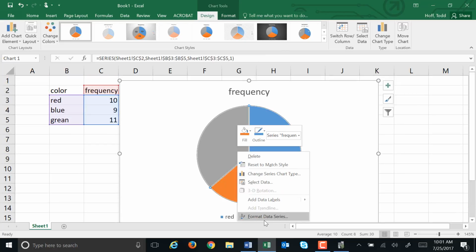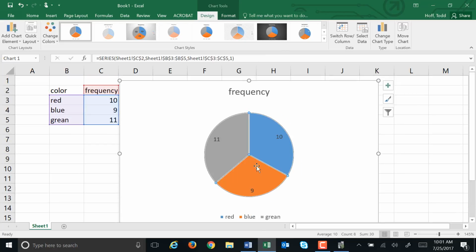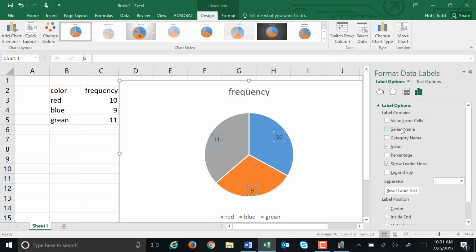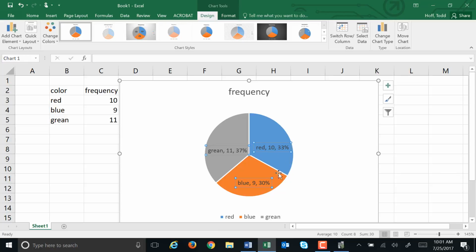You can click on it, add data labels, puts the numbers in there, format data labels. You can put the series name, category name, all sorts of different things go in there. You can get percentage. You put all sorts of different things in your graph. And you got a nice, beautiful graph.